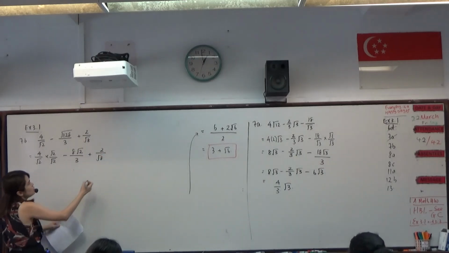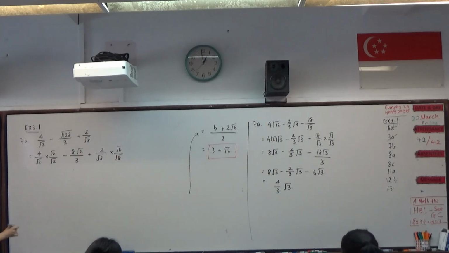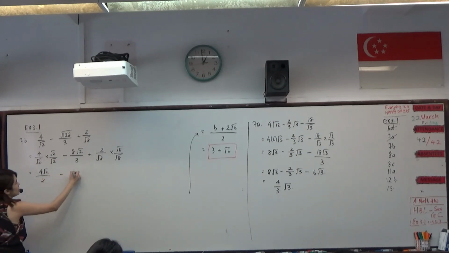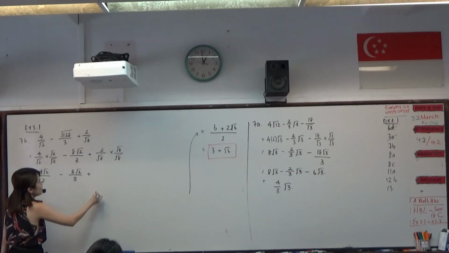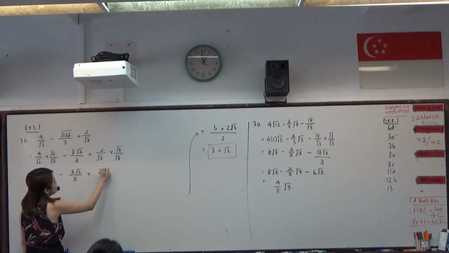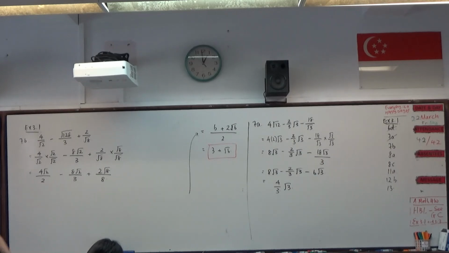Then likewise for 2 over root 8, we need to multiply with root 8 over root 8. So we will get 4 root 2 here, divided by 2, minus 8 root 2 over 3. And in this case, we get 2 root 8 over 8. That's one way you can do this. Otherwise, for your root 8, you may have also noticed that it is 2 root 2. That's also fine.